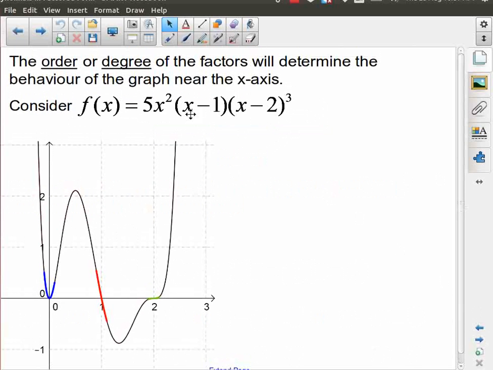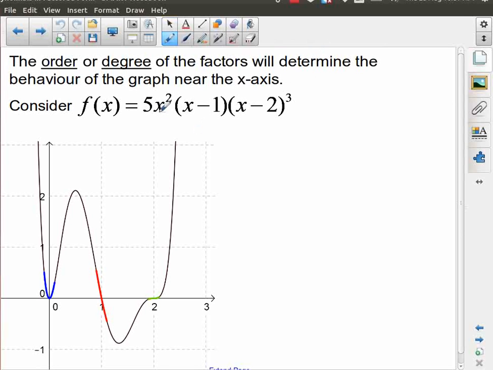Now, the other thing to consider, so once again, I'm in factored form, but the other thing to consider is actually the order or the degree of individual factors, because that will tell you what the graph is going to look like around those zeros. So first of all, let's just focus on the zeros part.